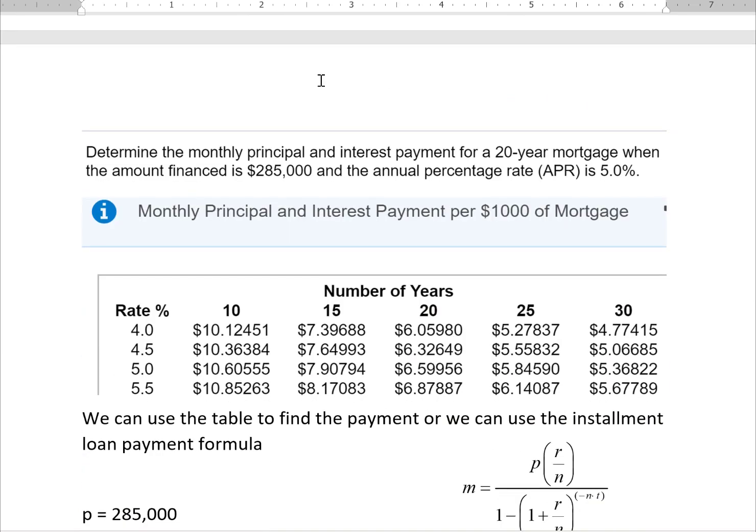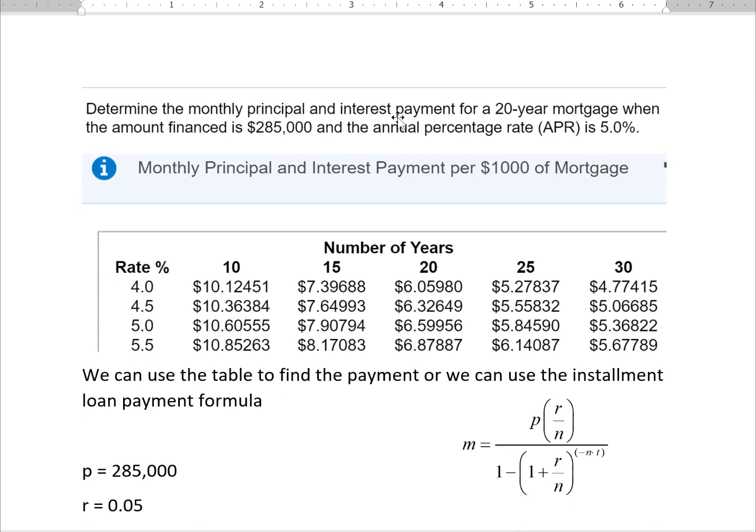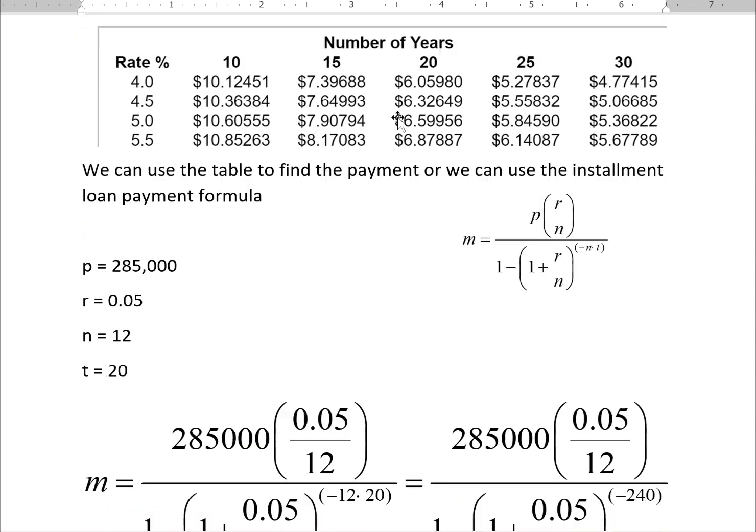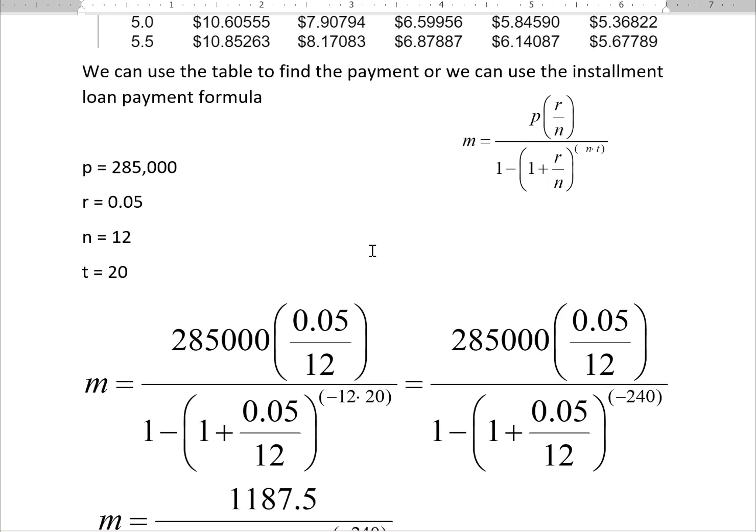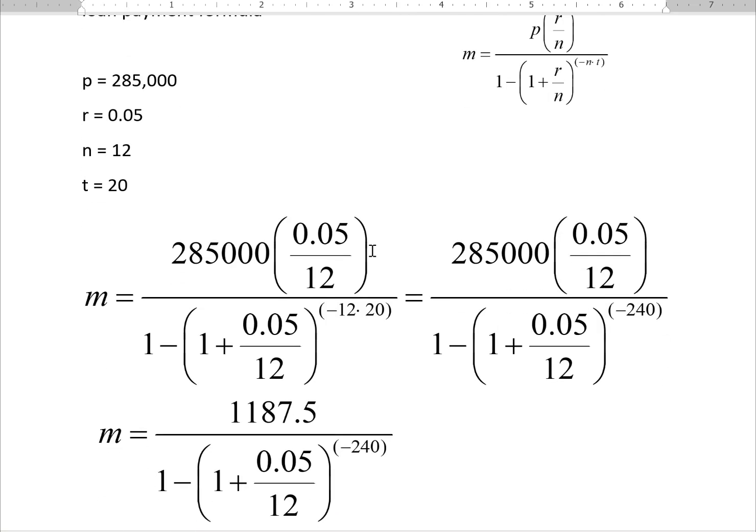Determine the monthly principal and interest payment for a 20-year mortgage when the amount financed is $285,000 and the annual percentage rate is 5%. So we can use the table to find the payment, or we can use the installment loan formula, and I'll use the formula first. So the mortgage amount is $285,000, the interest rate 0.05, 12 payments per year for 20 years. And I've put the numbers into the formula.